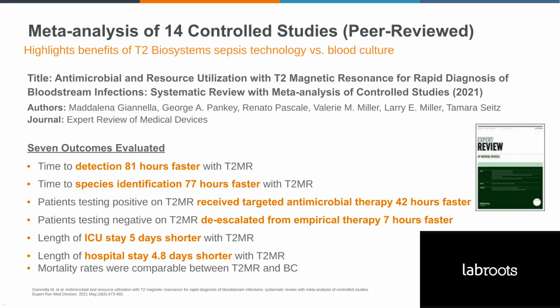A meta-analysis of 14 controlled studies was published in a peer-reviewed journal in May 2021, and it demonstrated that the time to detection as well as species identification with T2 versus blood culture was decreased by 3 days. There was faster time to targeted antimicrobial therapy for patients testing positive on T2MR by 42 hours, and faster time to de-escalation from empirical therapy for patients testing negative on T2MR by 7 hours. Shorter length of ICU stay and hospital stay by 5 days.